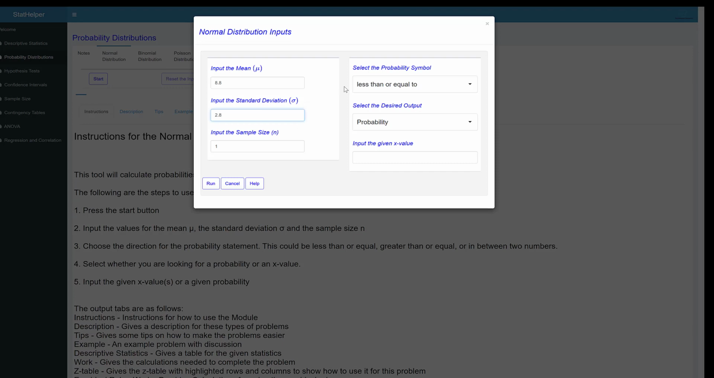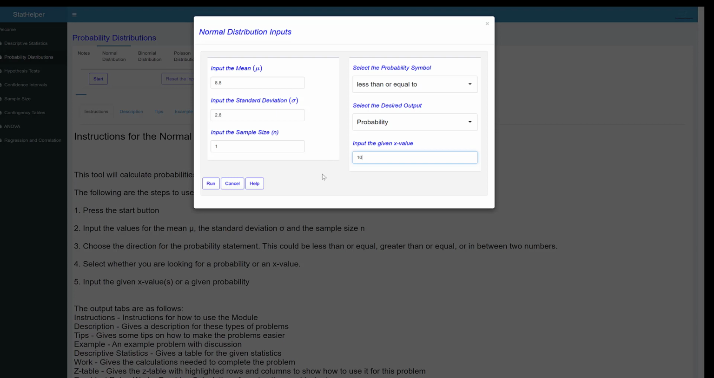Now we're going to come up here to the probability symbol. The problem said we were looking for at most, which means less than or equal to, so we will keep that as is. We're also looking for a probability, so we leave this set to probability as well. The last thing we need to do is put in the given x value. The problem said at most 10, so we're going to put 10 here.